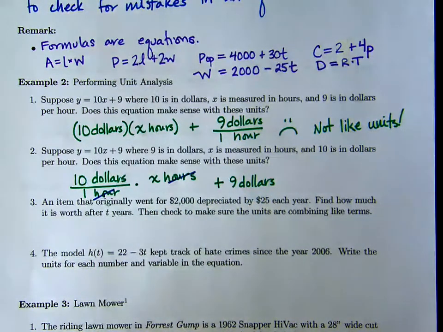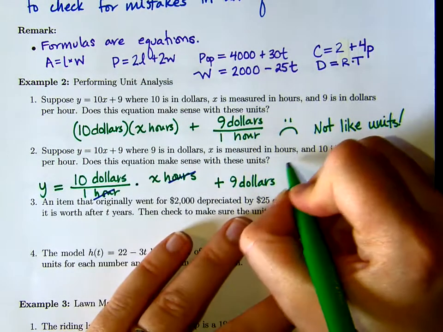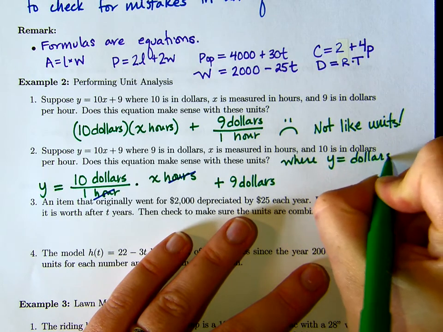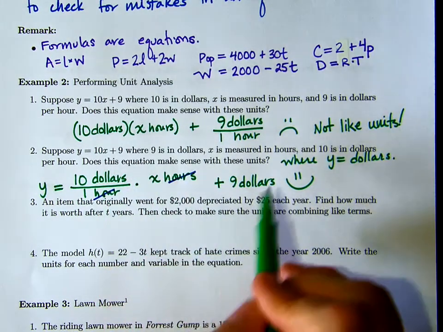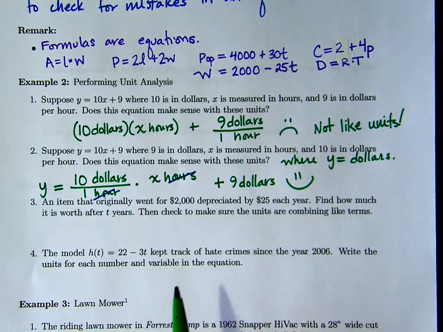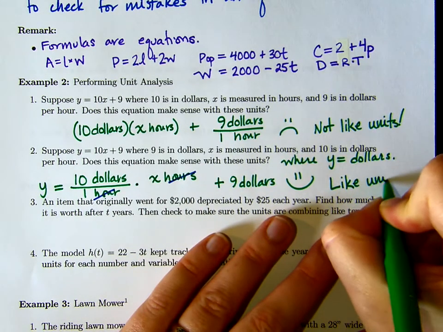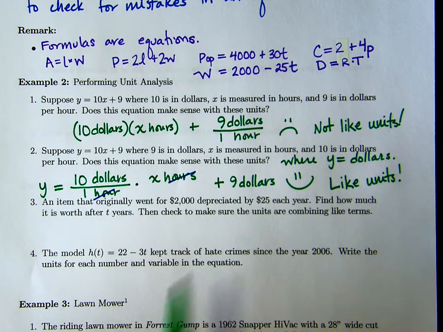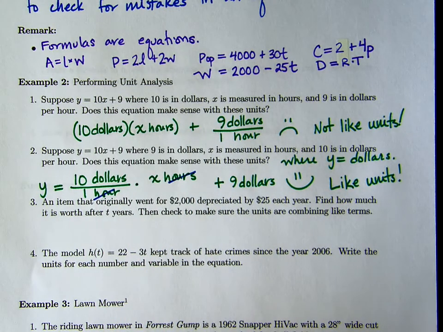So I'm going to write this. Where Y. So this does work out, and if you combine dollars with dollars, you get dollars. So this one, we can add dollars plus more dollars and get more dollars out. So these really do work out. These units, they end up being in common. Okay.